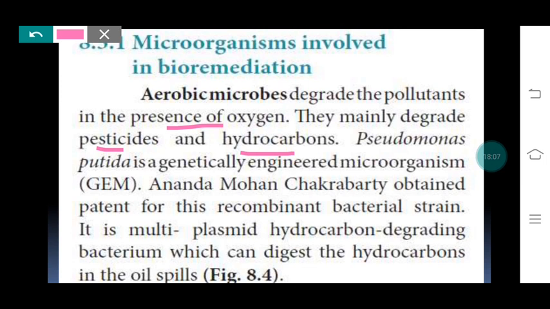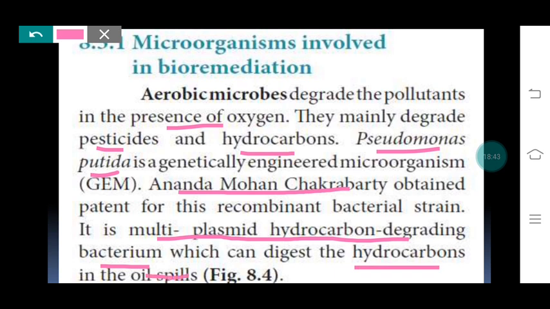Now, 1-mark question. Pseudomonas putida is a genetically modified microorganism, in short we call it GEM. It was produced by Ananda Mohan Chakrabarty, an Indian-born scientist, who obtained a patent for this recombinant bacterial strain. This strain is called the superbug, which I have already discussed with you, and it is a multiplasmid hydrocarbon-degrading bacterium. 1-mark question: it can digest the hydrocarbons in an oil spill. If any oil tanker has an accident and oil is spilled in the ocean, the oil is removed by this superbug. They spray this bacteria and it eats up all the oil spills. Clear? Right? That is number one.